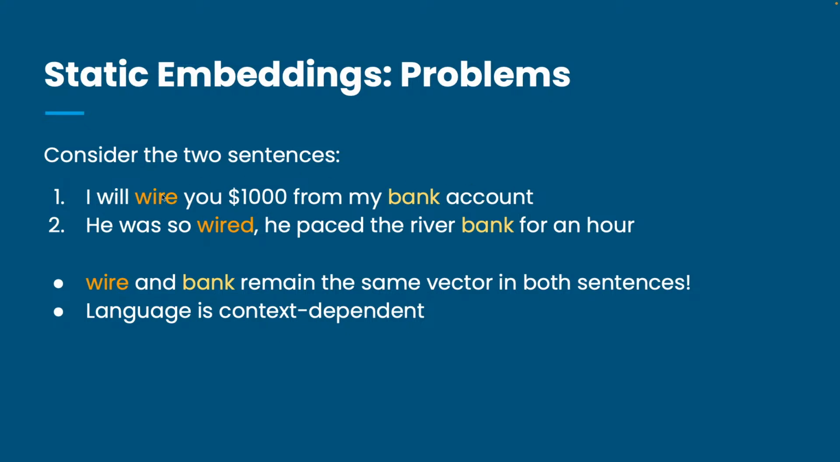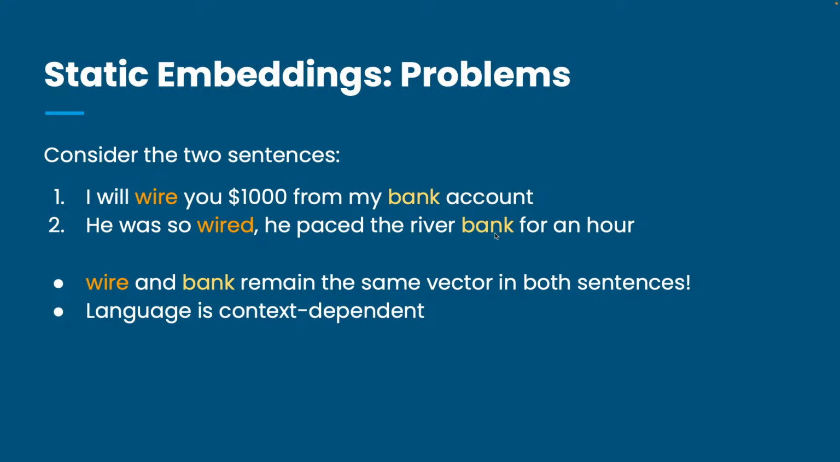But these words, even though they're the same, mean different things. Wire in the first sentence is talking about a financial wiring, wiring money, whereas wire in the second sentence means a state of mind. It's talking about a person. So even though these are the same word, they have two completely different meanings, and they're not related to each other at all.